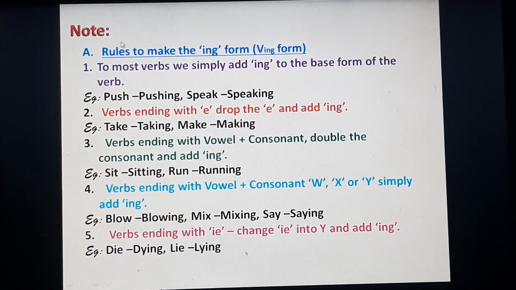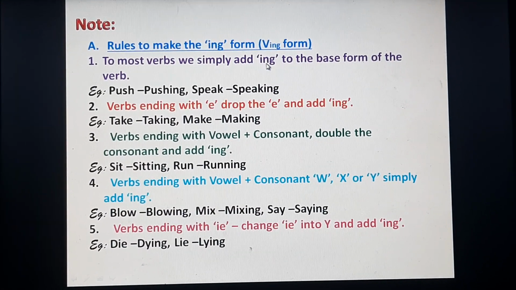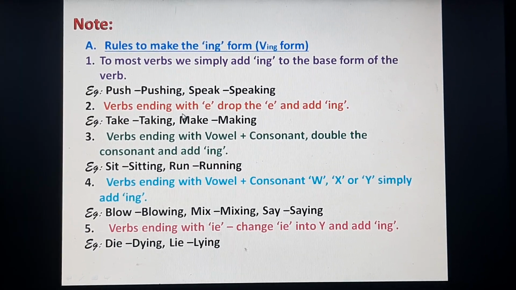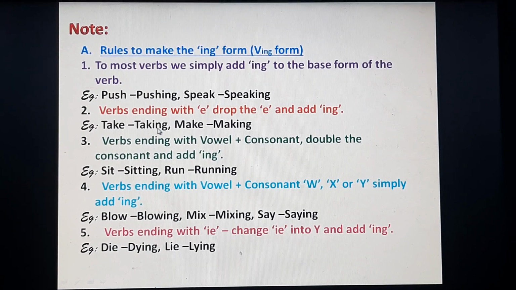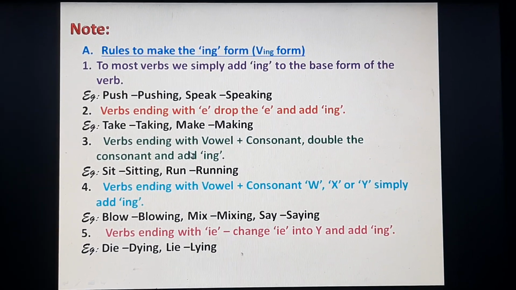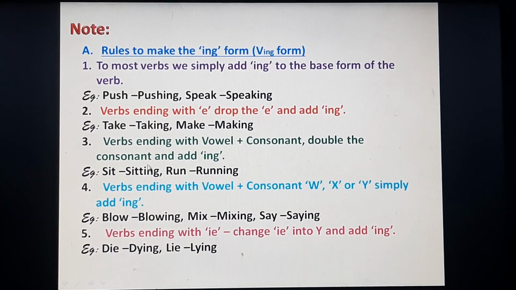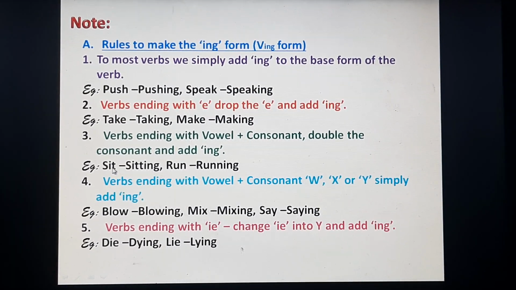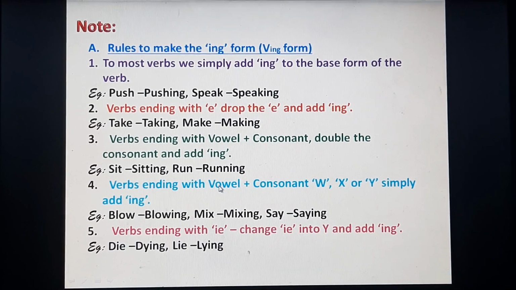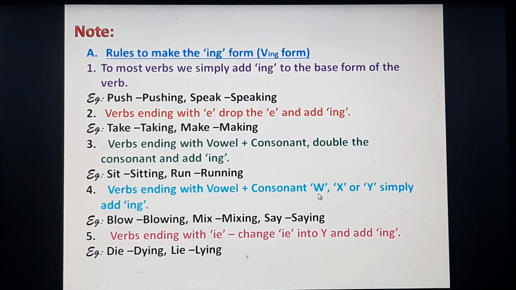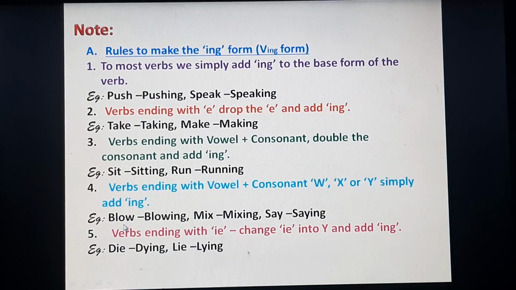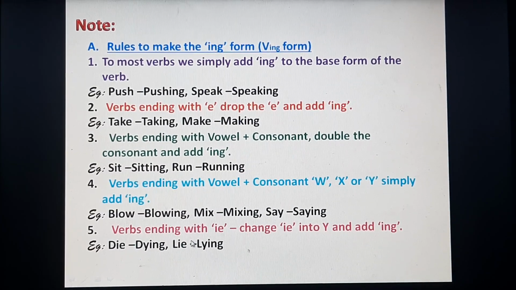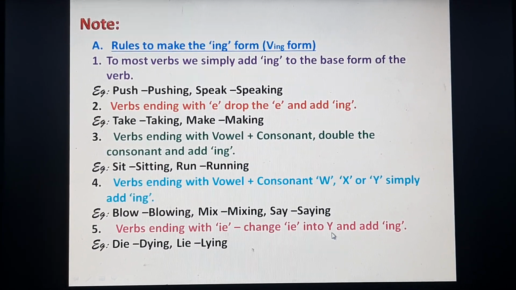Now note rules to make the ing form. To most verbs, we simply add ing to the base form of the verb. Push, pushing, speak, speaking. Verbs ending with e, drop the e, add ing. Take, taking. Make, making. Verbs ending with vowel plus consonant, double the consonant, add ing. Sit, i is vowel, t is consonant, double the consonant. Sitting, run, running. Verbs ending with vowel and consonant w, x, y, simply add ing. Blow, blowing. Mix, ending with x, mixing. Say, saying.